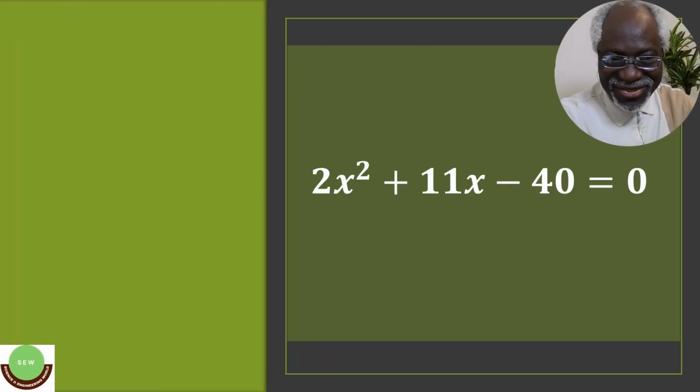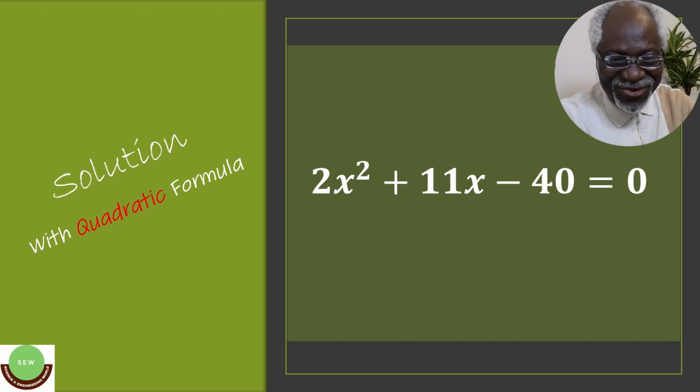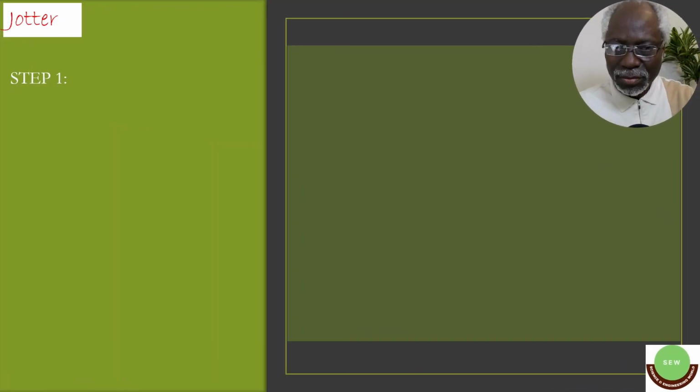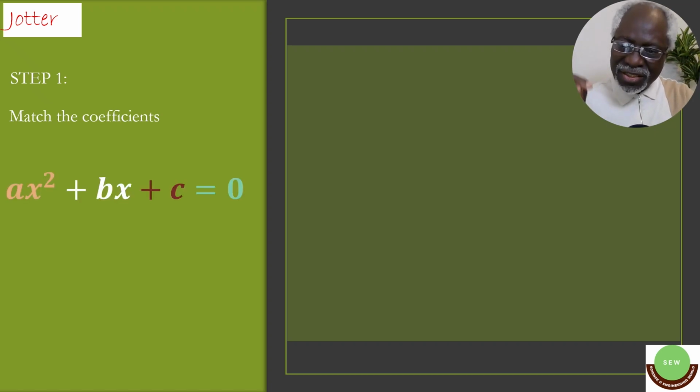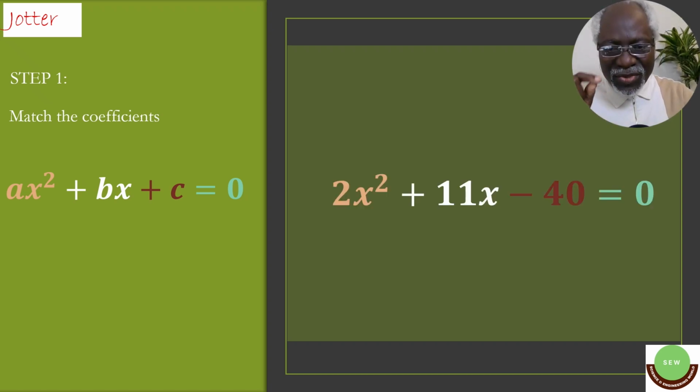Now, let us see the solution to this quadratic equation, 2x squared plus 11x minus 40 equals 0, using the quadratic formula. As we've done previously, we shall be going step by step in the solution process here. Step 1 says we should match or compare the coefficients of the standard equation ax squared plus bx plus c equals 0 with the equation we want to solve, which is 2x squared plus 11x minus 40 equals 0.